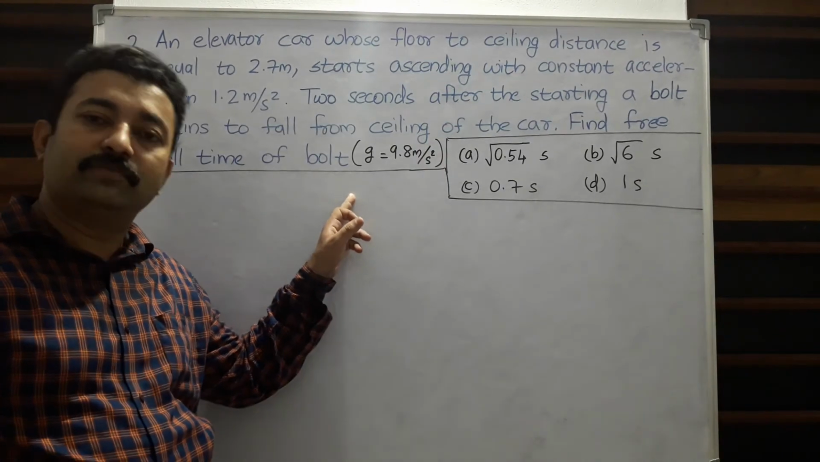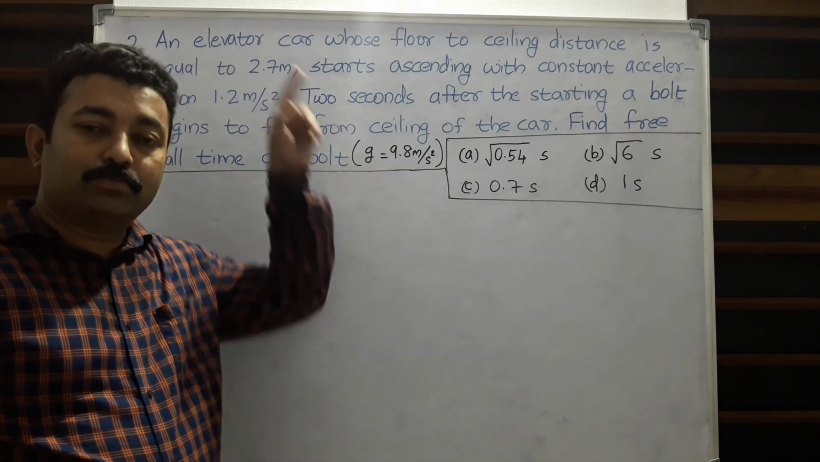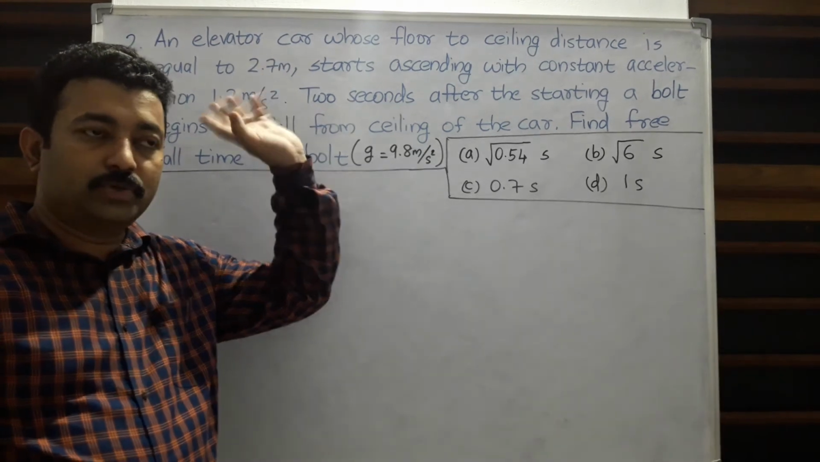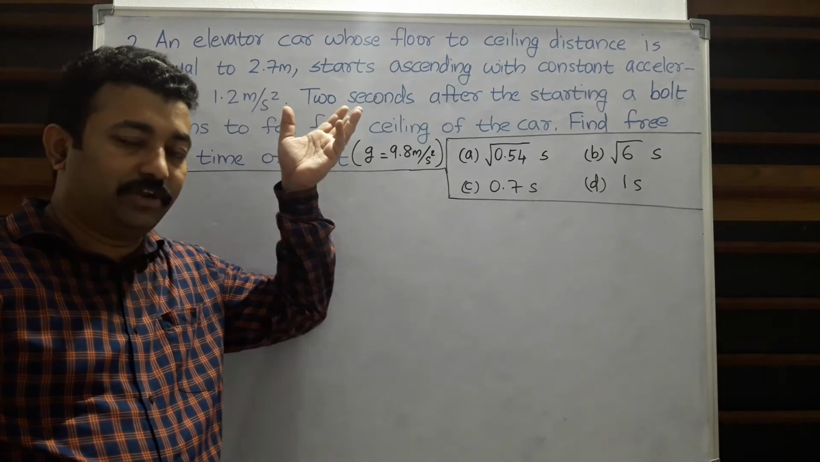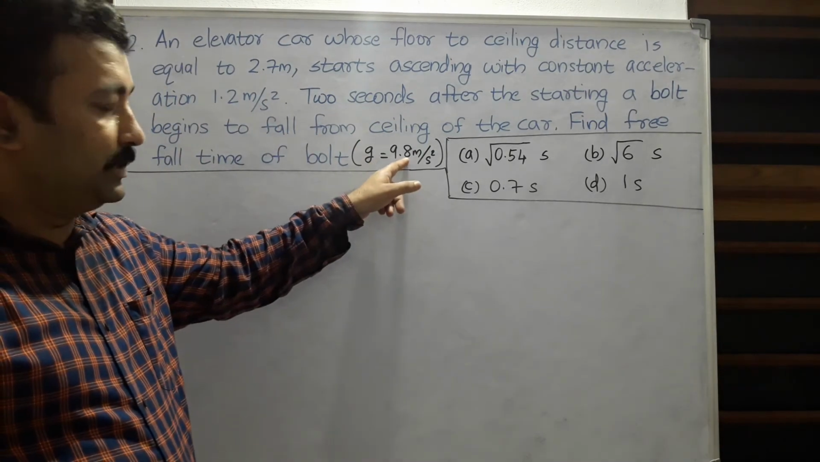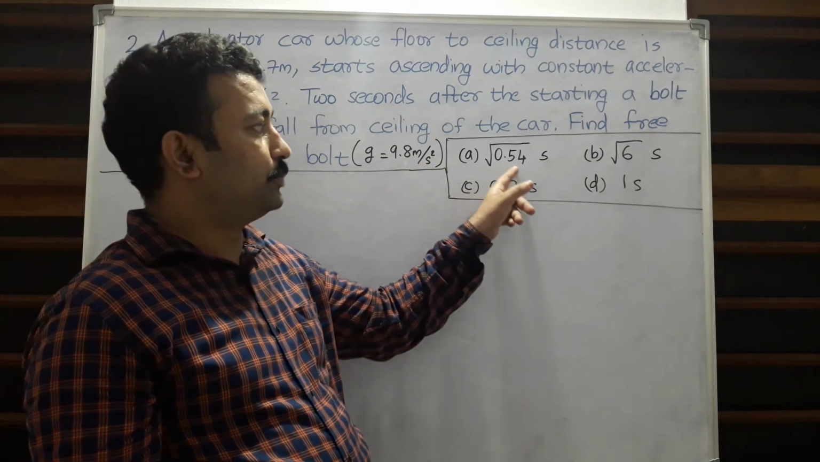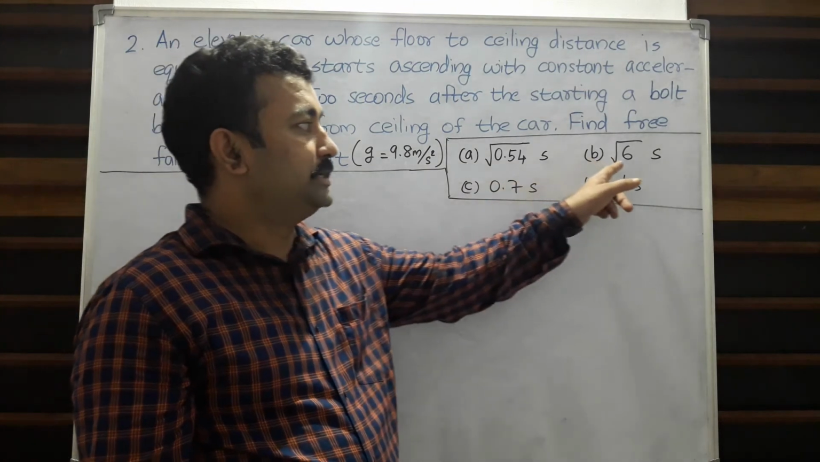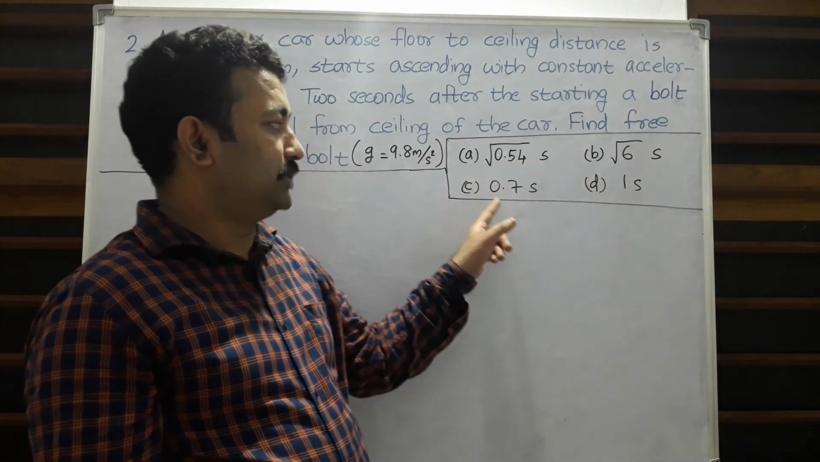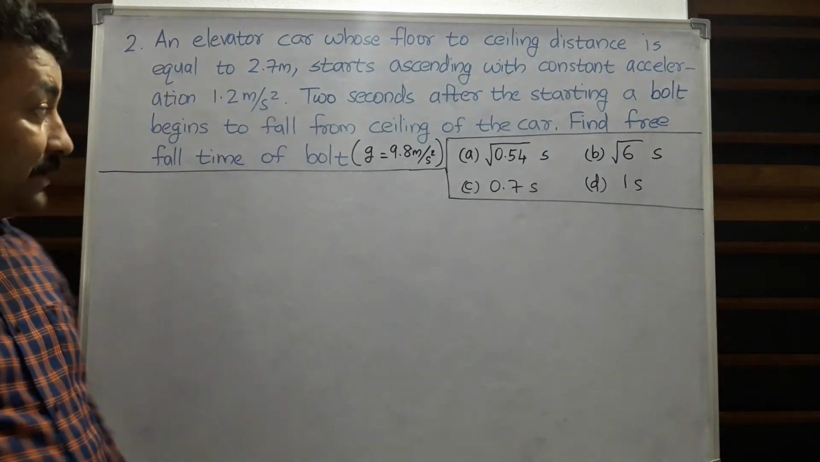You have to find the free fall time of the bolt, and what is given is a lift is moving in the upward direction. So you have to find the net acceleration due to gravity of that. Given g is equal to 9.8 meter per second square. Option A is root of 0.54 second. Option B is root 6 second. Option C is 0.7 second. And option D is 1 second. Let us analyze this question.